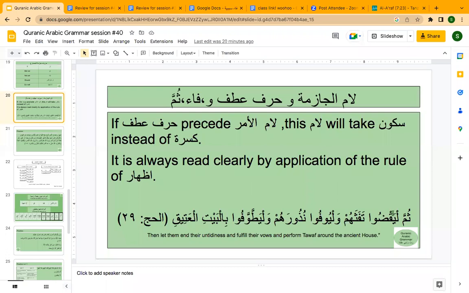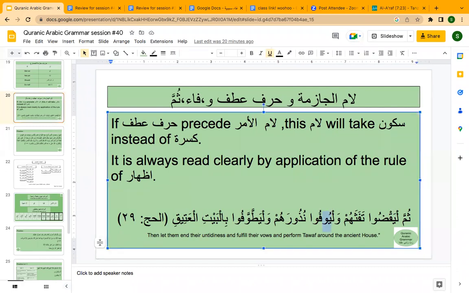So the reason for this mudare, what is making this mudare majzoom, is this lam. Can you see here? Yufu. Everyone can see that, right? What is this word missing? Which letter is missing here? Yufu. Noon. Very well done. So this mudare is either mansub or majzoom, right?